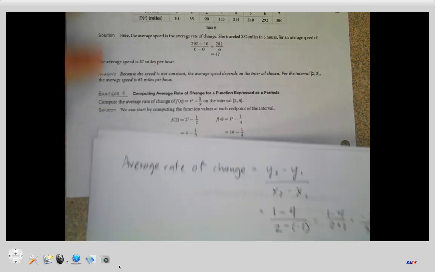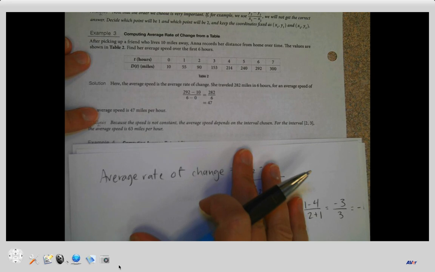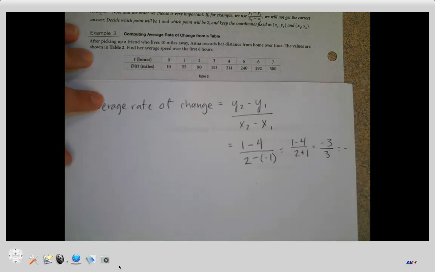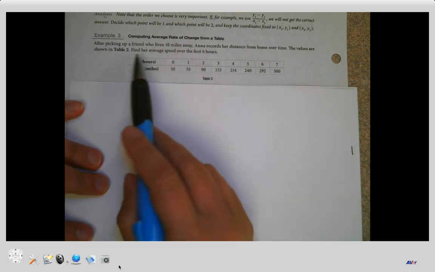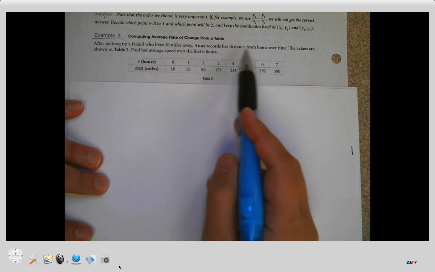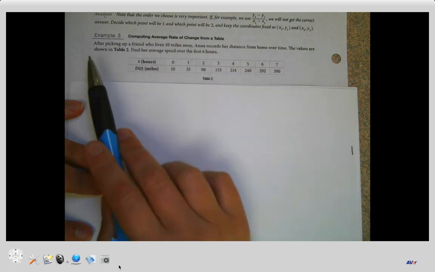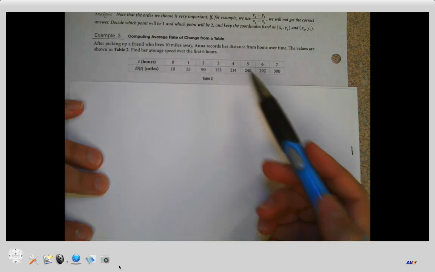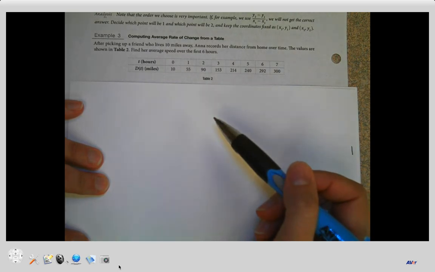All right, let's use a table instead of a graph. Let's do example 3 here. Let's compute the average rate of change from a table. After picking up a friend who lives 10 miles away, Anna records her distance from home over time. The values are shown in table 2. Find her average speed over the first 6 hours.